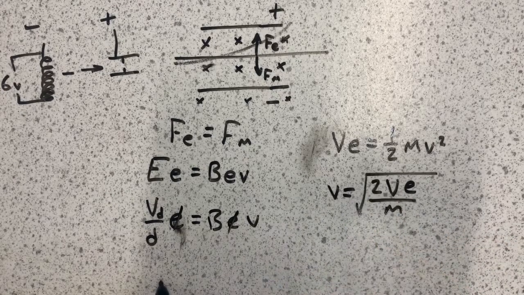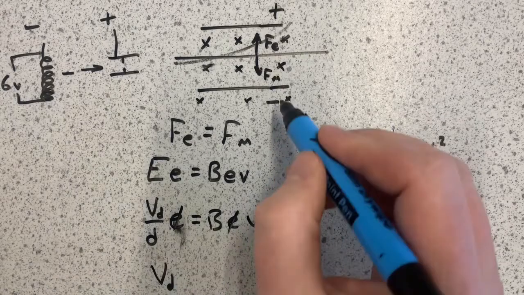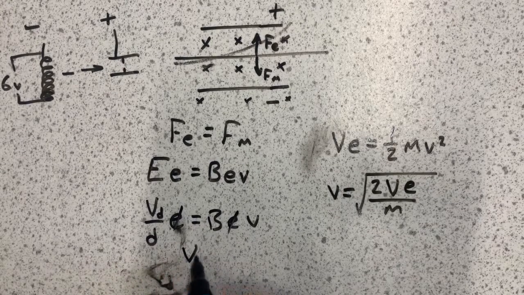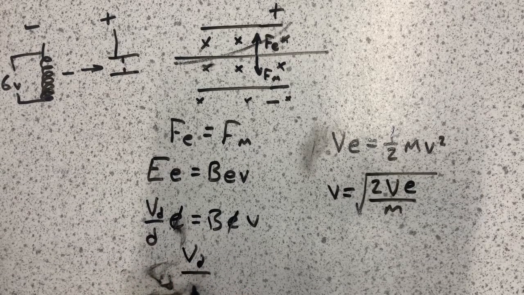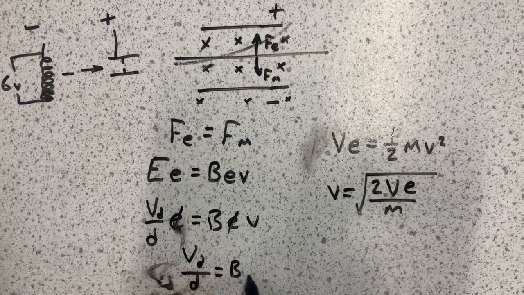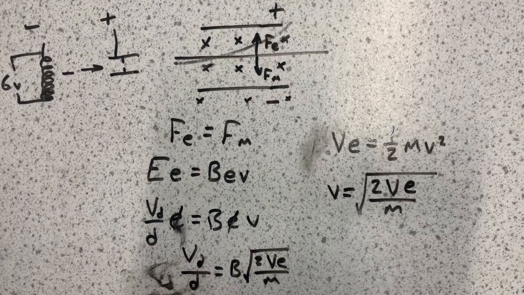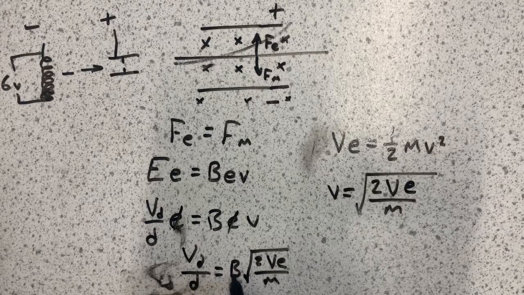And I can put this in here, and I can say that the voltage across these two plates divided by the distance between the two plates is equal to the magnetic flux density times the square root of 2VE over M. So I know this, I can measure this, I know my magnetic flux density, we know everything, we know the potential difference in the electron gun. The only thing that we don't know is e over m. So we can work out the charge mass ratio.